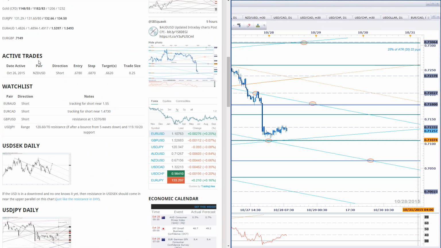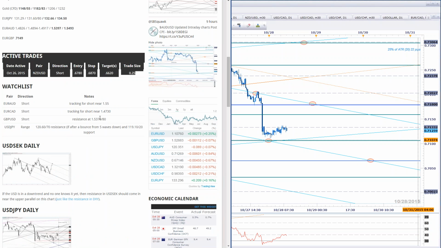There won't always be a pending trade here, right, guys? There won't always be an active trade here. It depends on whether we have any trades open and whether we have any orders out there. Pending trades will be the orders that we're looking to get in. Active trades, obviously, are trades that are currently in play.